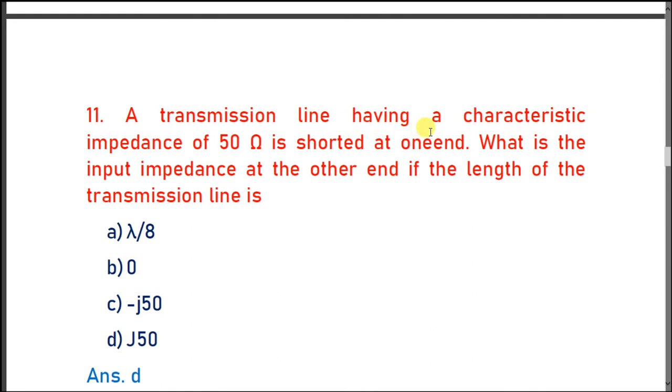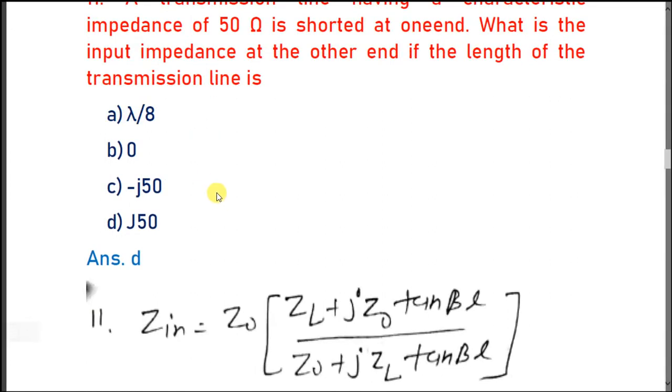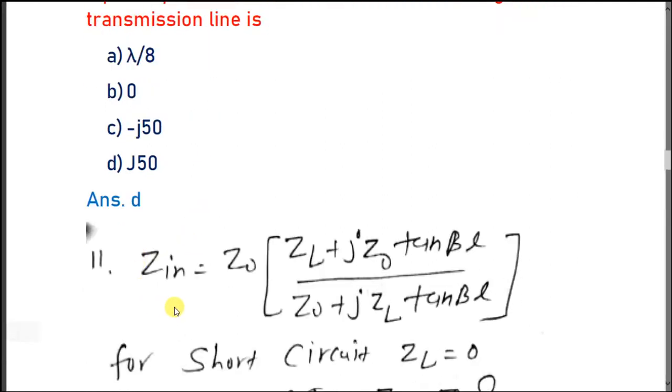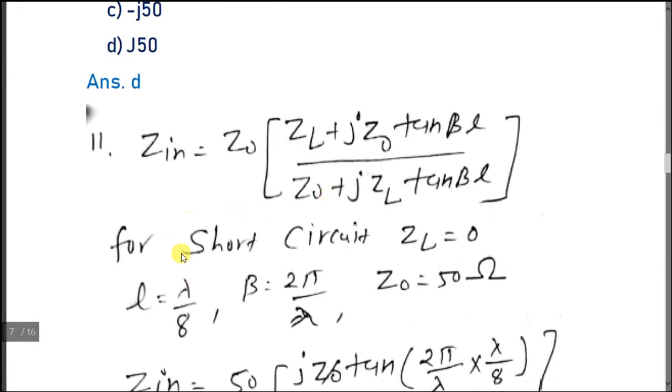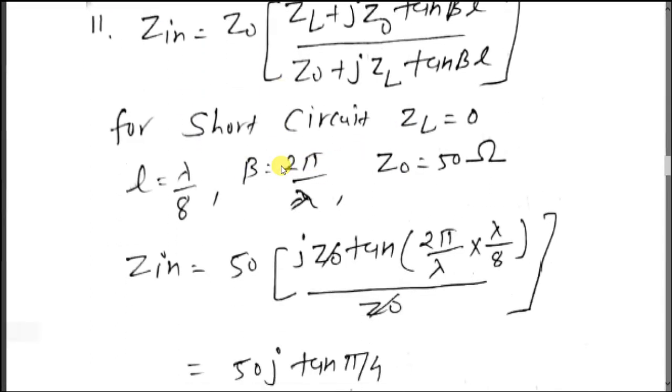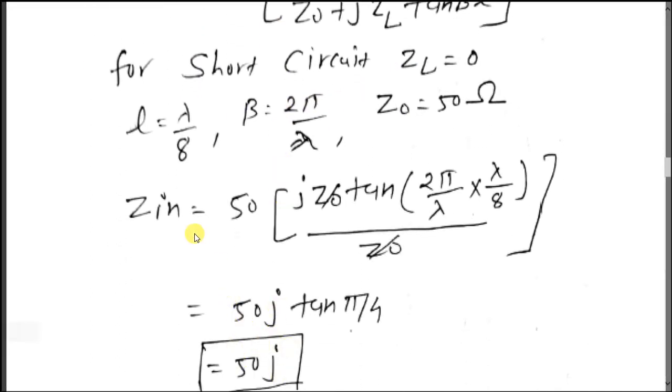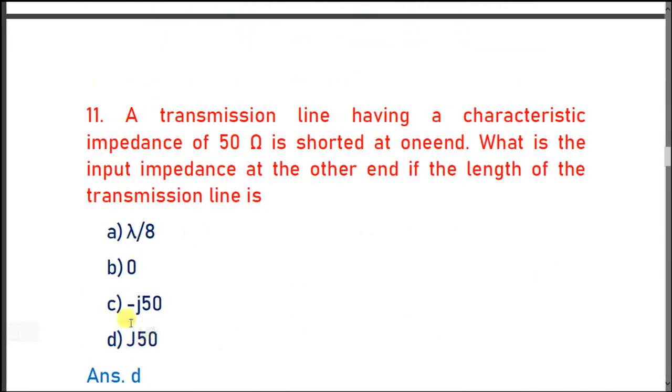Now, a transmission line having characteristic impedance ZO given as 50 ohm is shorted at one side. What is the input impedance at the other end if the length of the transmission line is dash? So this is the equation: Zin is equal to ZO times (ZL plus jZO tan beta L) divided by (ZO plus jZL tan beta L). For a short circuit, you know ZL is equal to 0. Put ZL equal to 0 over here. Length is given as lambda by 8 and beta is equal to 2 pi by lambda, that is the wave number, and ZO is given as 50 ohm. You put all the values in this, you will get Zin is equal to j50, that is equal to D. Okay.